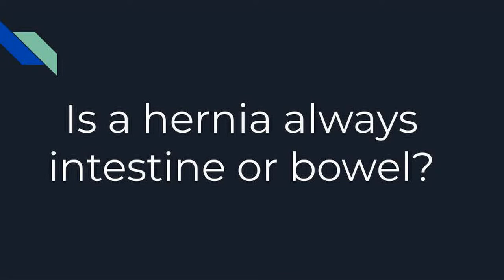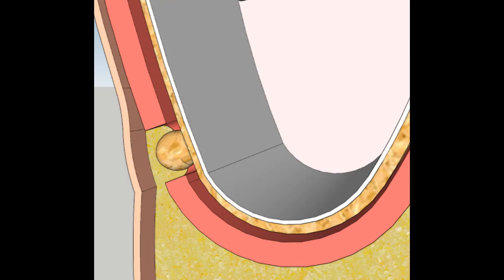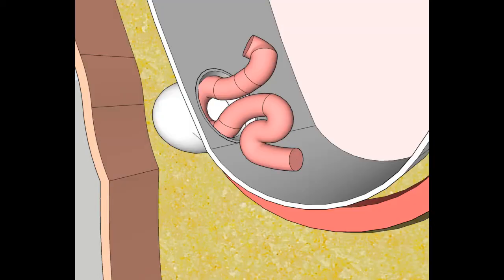Is a hernia always intestine or bowel? Well, not necessarily. A hernia can simply be the fatty tissue pushing through the opening, but bowel is oftentimes seen in hernias if the opening becomes big enough and the peritoneum, which is the inner lining, develops an opening large enough for the bowel to get into.